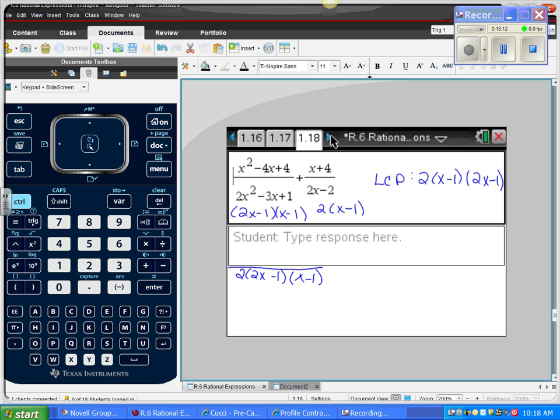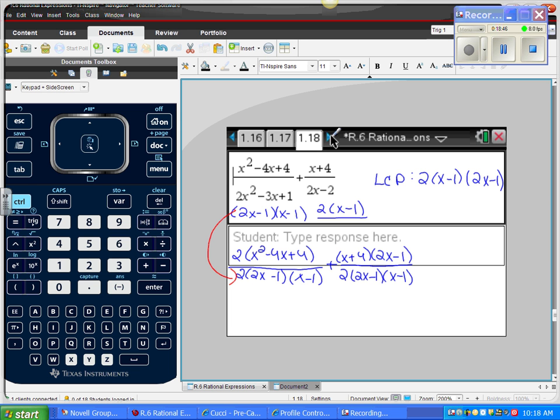The board is not playing nice. And we're going from here to here, right? What did I have to tack on to make it look like this? Well, we had to tack on a 2. So that means in the numerator, you're also going to have to tack on a 2. Okay? Now, same thing for the next piece. We want it to be 2 times 2x minus 1 times x minus 1. What did we have to tack on? We had to tack on a 2x minus 1. So x plus 4, 2x minus 1.